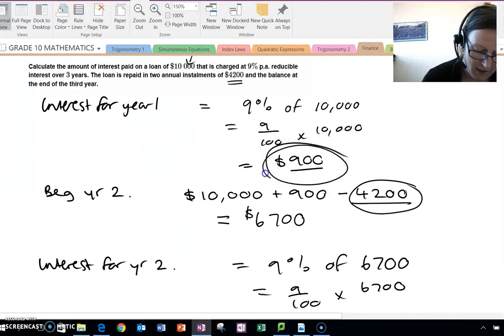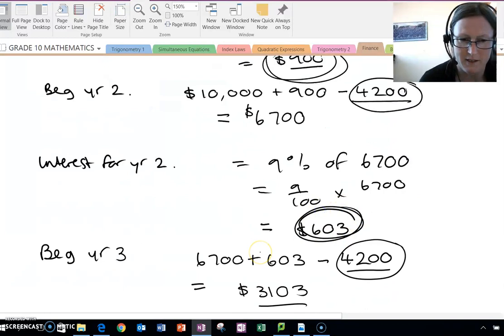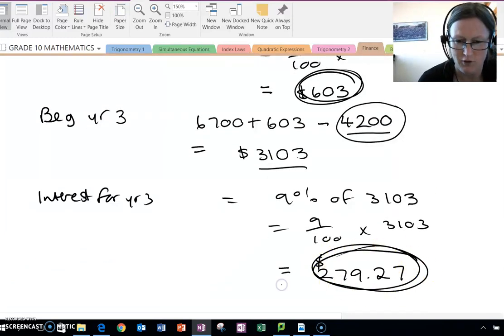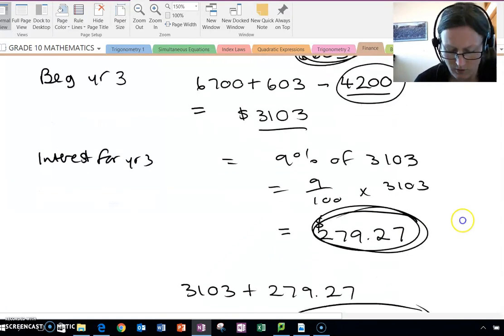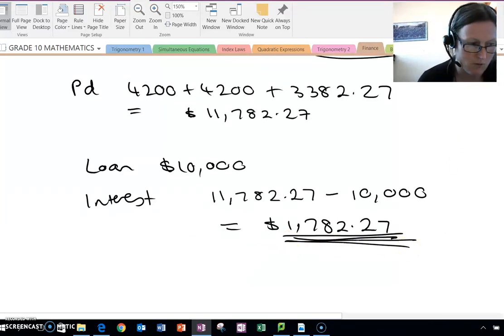The other way to calculate how much interest you paid, well, you can look here. That's how much interest you paid the first year, $900. That's how much interest you paid the second year, $603. That's how much interest you paid the third year, $279.27. And if you'd added the interest all together, you would have got this same amount. That is the interest that you paid for your $10,000 loan.